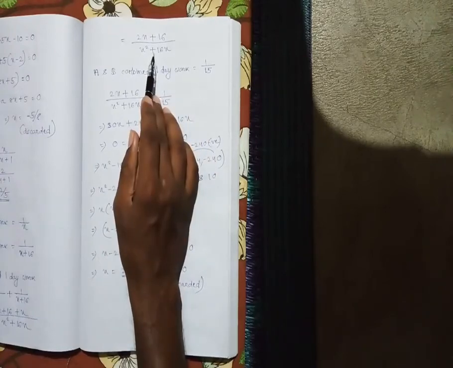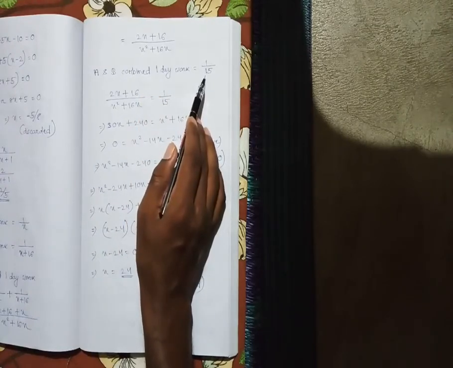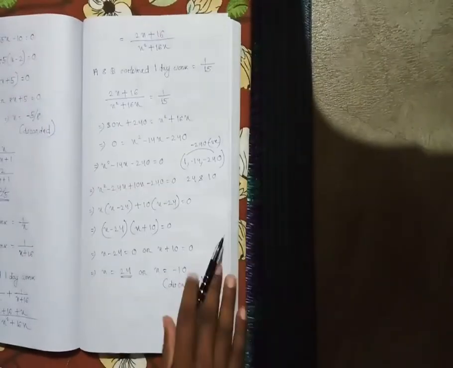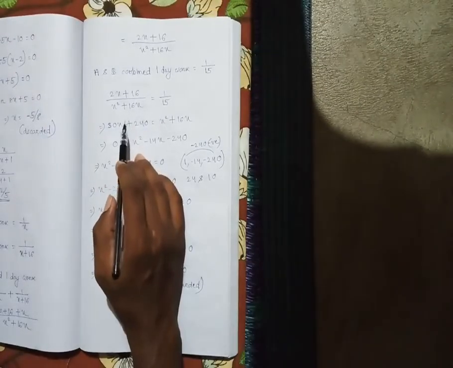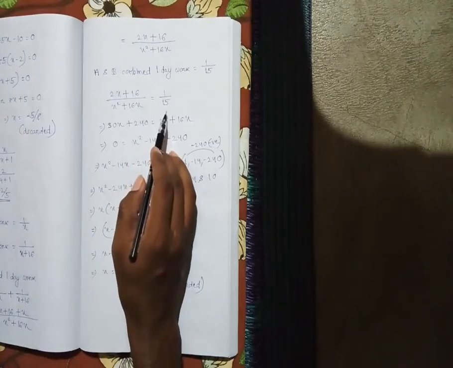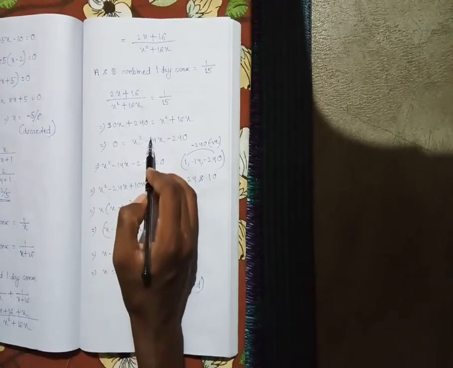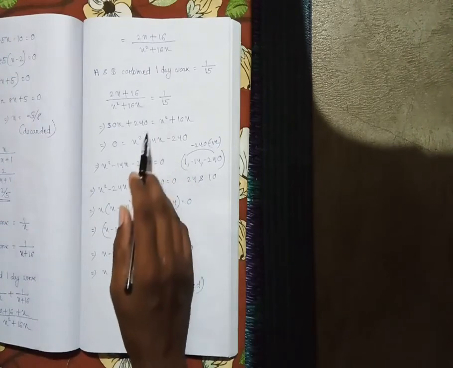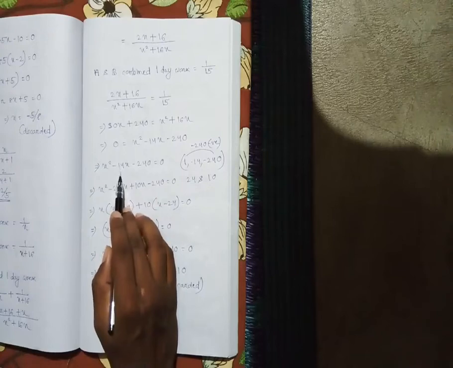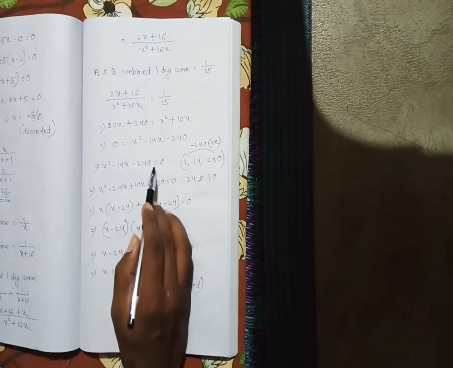This is also combined 1 day work. So on equating both, we get 2x plus 16 whole by x square plus 16x is equal to 1 by 15. Then on cross multiplying and simplifying, we get the quadratic equation in standard form, which is x square minus 14x minus 240 is equal to 0.